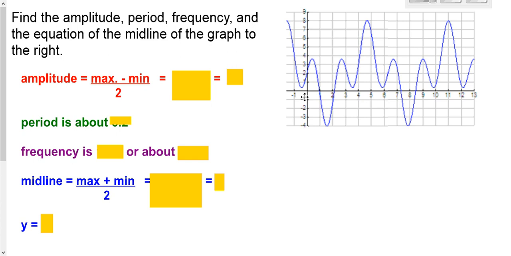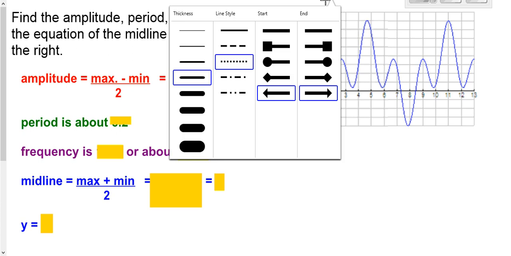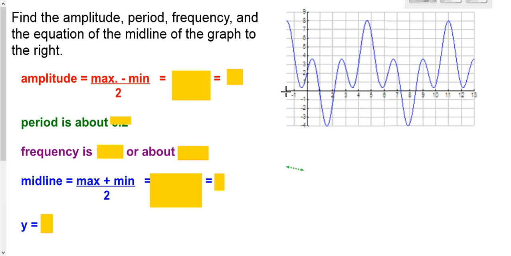So let's take a look at this graph. We want to find our amplitude, we want to find our period, our frequency, and our midline. Now, keep in mind that for your amplitude, it's how far up and down you go from the line that cuts it in half. Well, if I cut it here, I go down 4 here, but then I go up 8 here. So it's definitely not in the middle. So I'm going to try moving it up a couple.